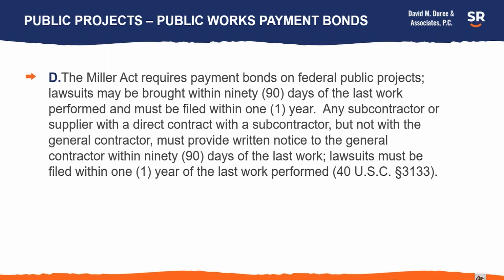And any subcontractor or supplier that has a direct contract with a subcontractor, but not with a general contractor, must also provide written notice to the general contractor within 90 days of the last work. Any lawsuit must be brought within 1 year.